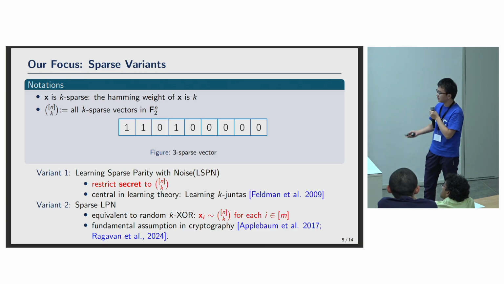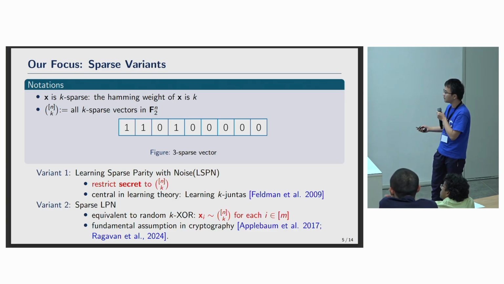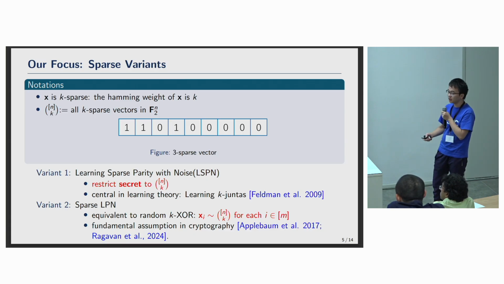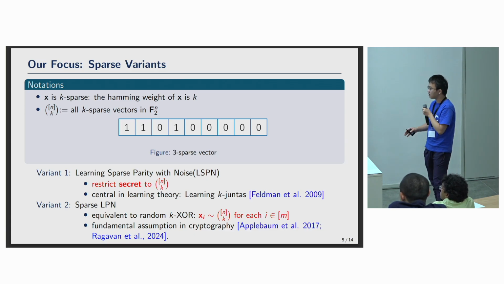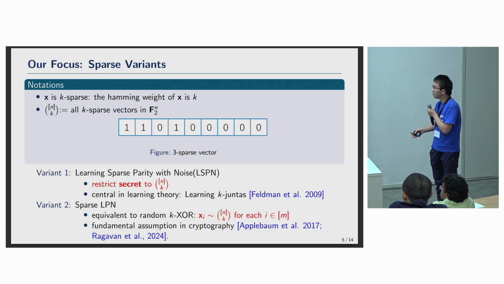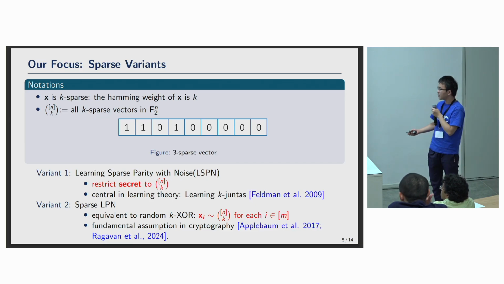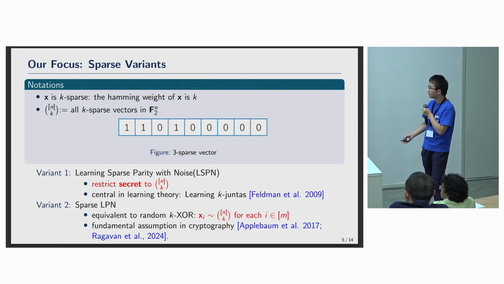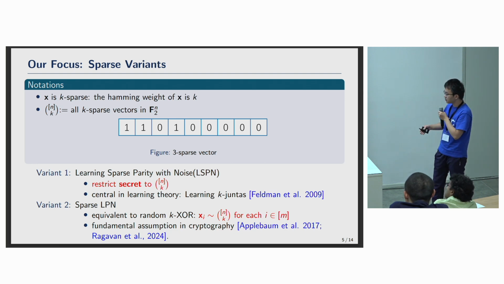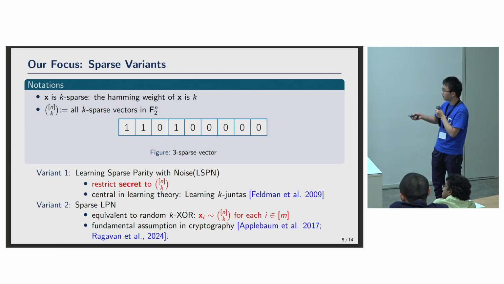The first variant is learning sparse parity with noise, or simply LSPN. In this variant, we restrict the secret to (n choose k). This is a central problem in learning theory. Learning k-juntas can be reduced to LSPN. The second variant is sparse LPN. This is equivalent to random k-XOR, where each xi is sampled from (n choose k), and this is usually used as a fundamental assumption in cryptography.